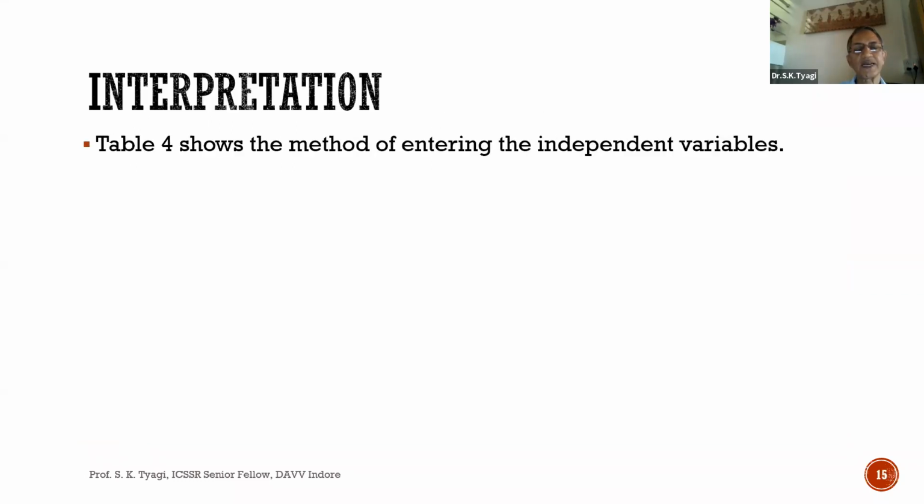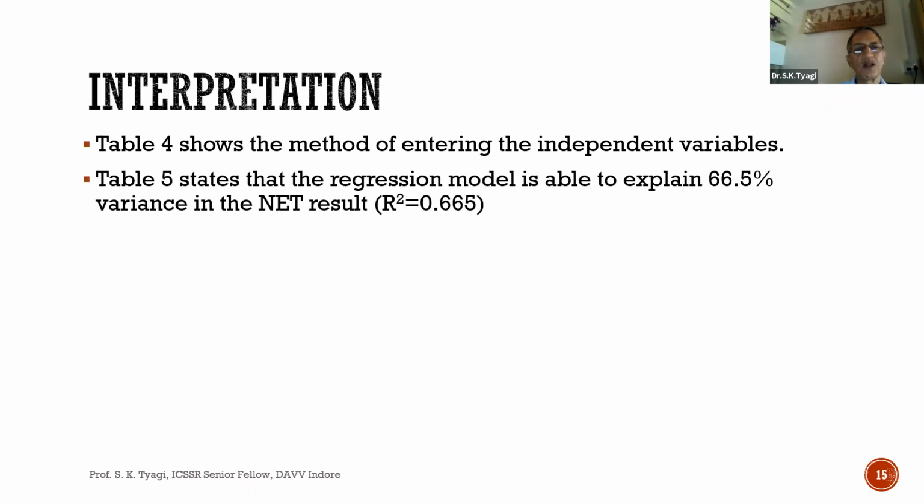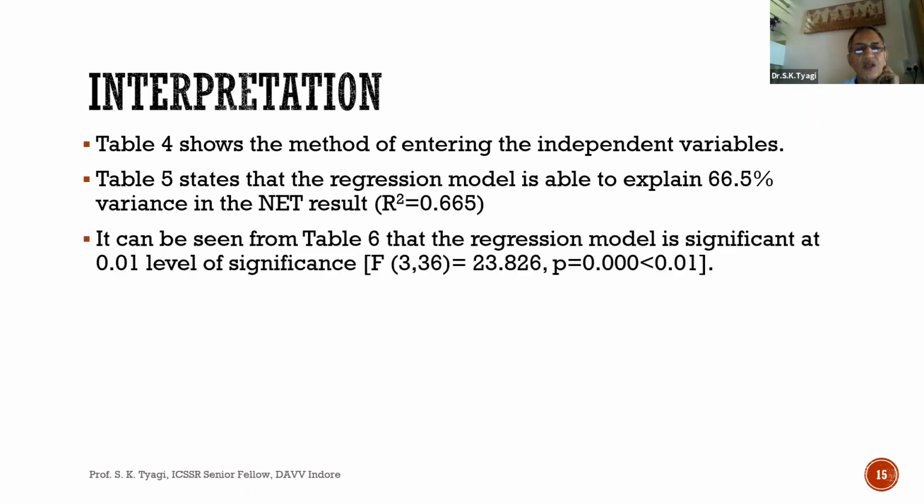So the interpretation is written like this. Table 4 shows the method of entering the independent variable. Table 5 states the regression model is able to explain 66.5% variance in the net result, or the model is 66.5% successful. Now, from table 6, it can be seen that the model is significant because F value is, for degrees of freedom 3 and 36, 23.826, and its significance is less than the alpha level.